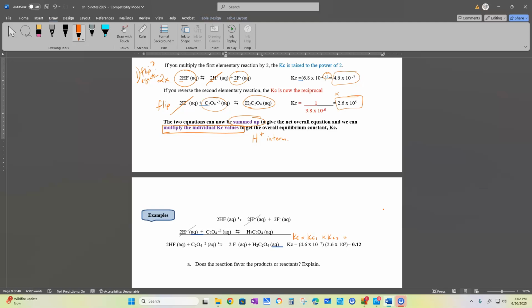Now, my overall equation, my mechanism, was 0.12. So which side does equilibrium favor? Well, that number is less than 1. So since K is less than 1, and I'm looking at my cool trick of my arrow, that means it's going to be favoring my reactants. So my reactants are favored at equilibrium.